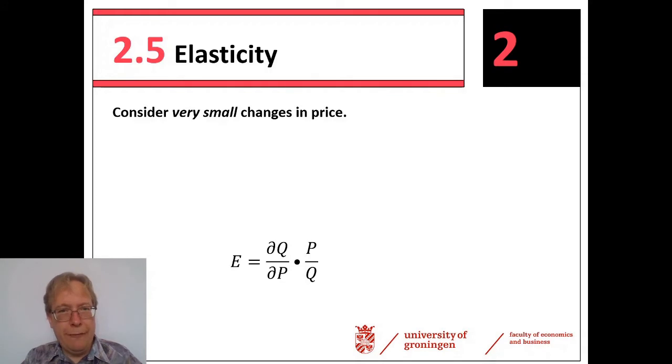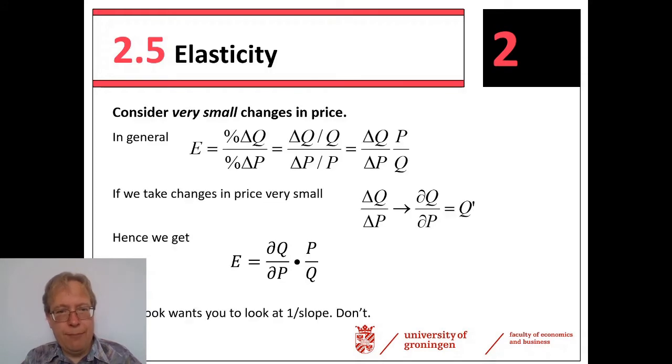So if we have a very small change in price, then this was my definition, right? So I look at the change. By the way, delta means change if you haven't figured it out yet. So we look at the change in quantity divided by how much we had. So this is the percentage change, and we do that here for price as well. And if you play around with that a little bit, you can see that you can also write it like this.